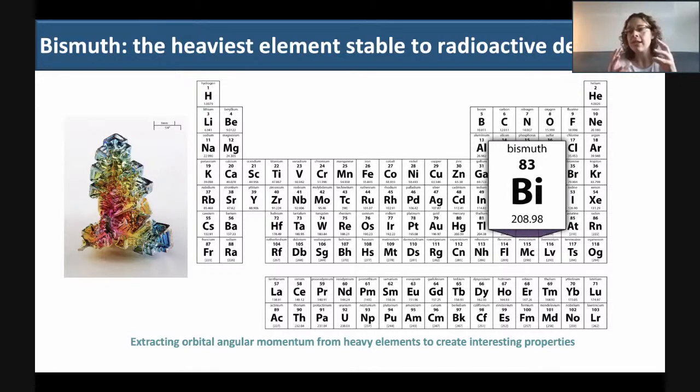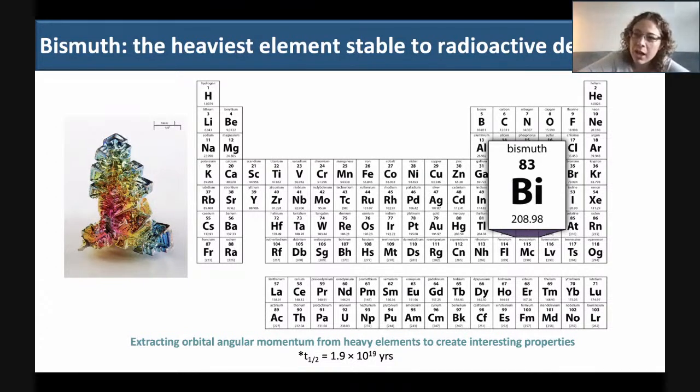Now, as that nucleus charge gets bigger, you have a much larger orbiting charge, and that larger orbiting charge contributes a larger orbital moment. And you can think about this just simply with your physics hand rules, right? You have a larger current going around, and that's going to give you a much larger orbital contribution. So if we want a ton of orbital angular momentum, we want something really heavy. Bismuth is nominally the heaviest element that's stable to radioactive decay. In reality, it decays in slightly longer than the age of the universe, but that's okay. We're just going to say bismuth is the heaviest element that's stable to radioactive decay.